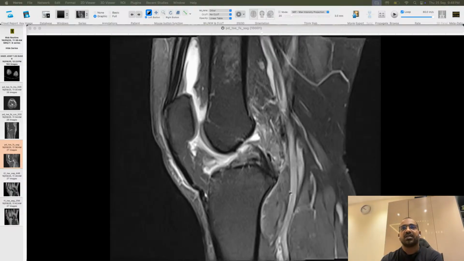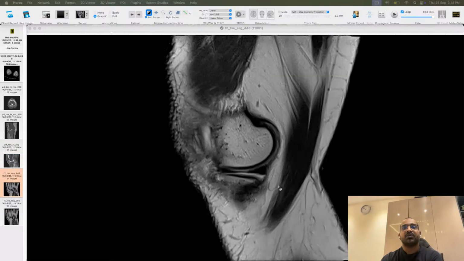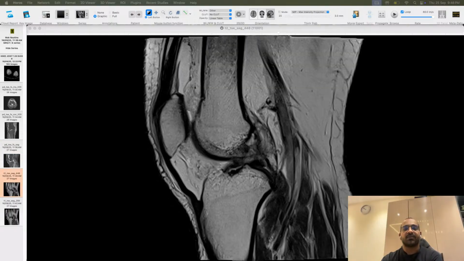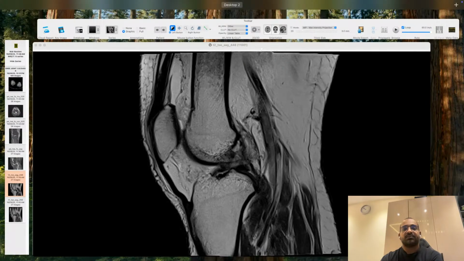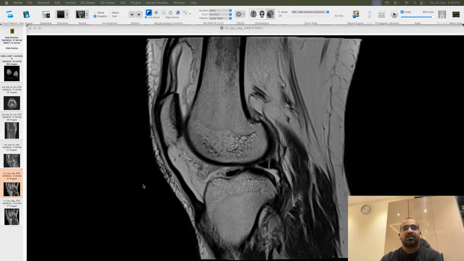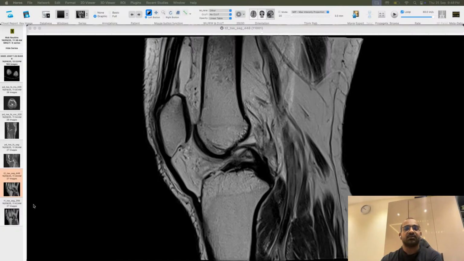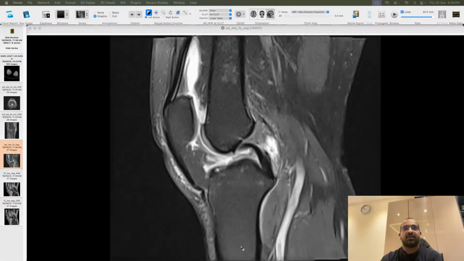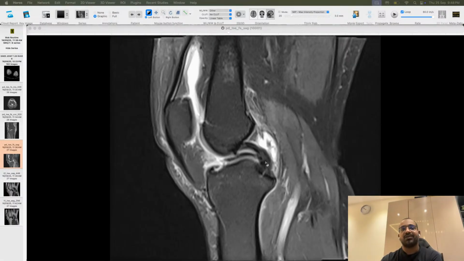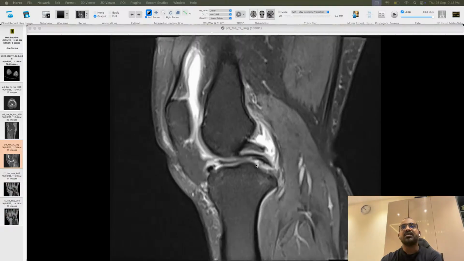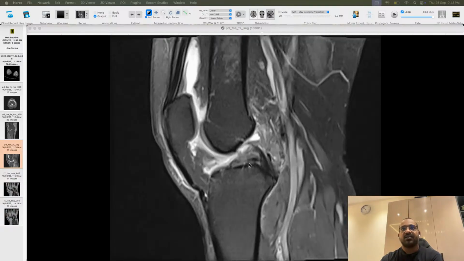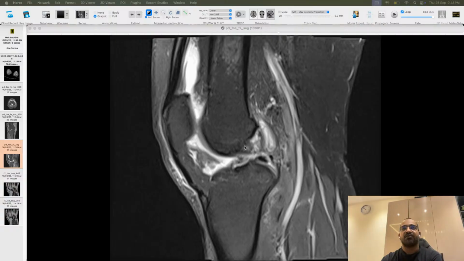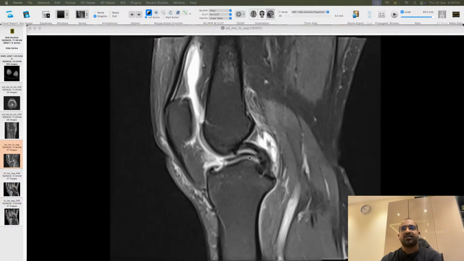Anything we are seeing, is there internal derangement of the knee? Any significant changes we are seeing? You can see there is this. What is this sign called? Double PCL sign. This is double PCL sign. And if you see, there is no ACL. There is full thickness tear of anterior cruciate ligament. Okay, there is a double PCL sign here.